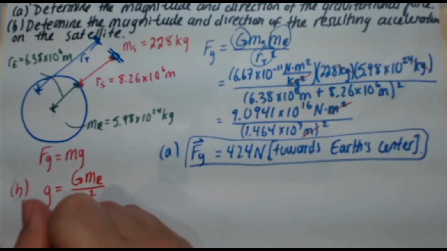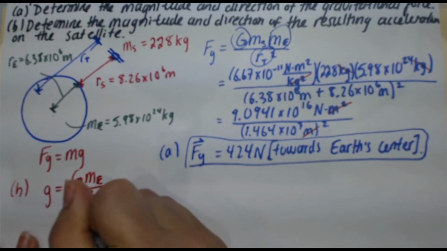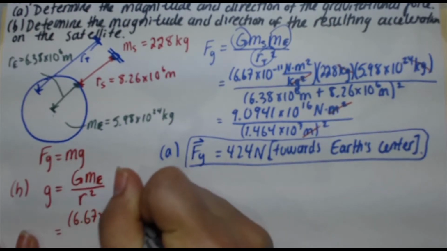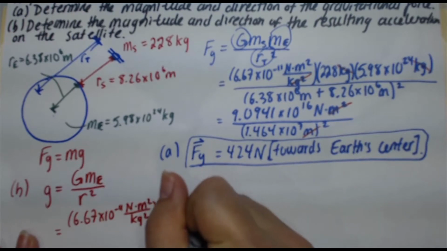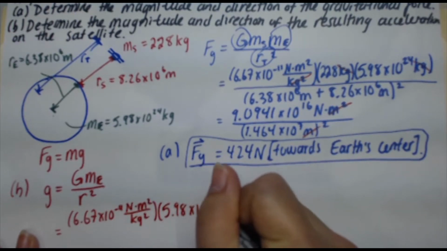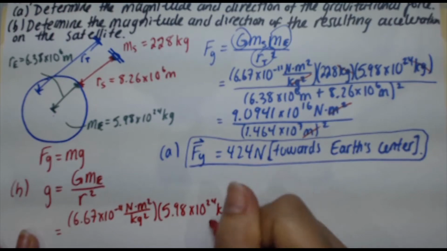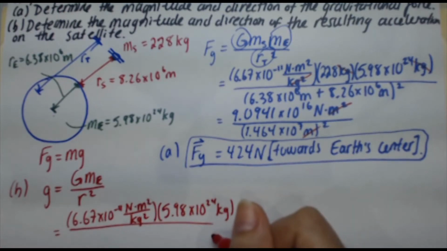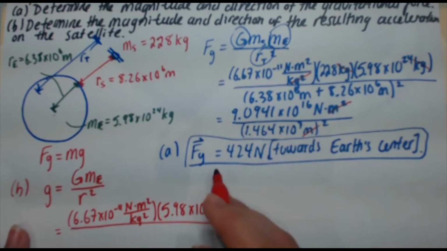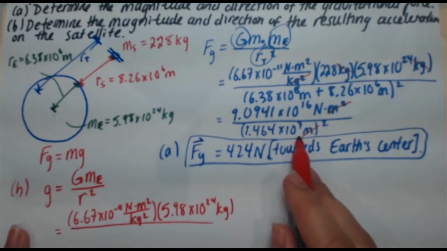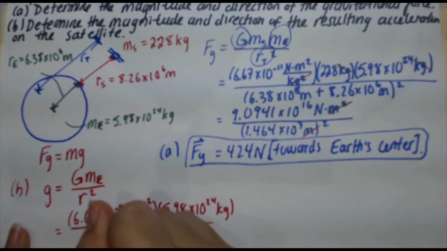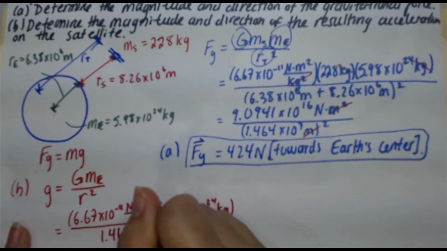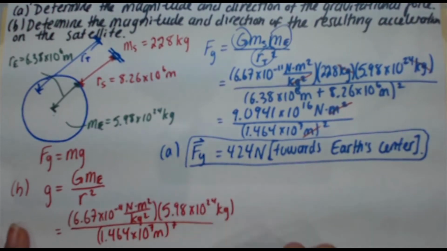Okay, so if we plug those values in, you get 6.67 times 10 to the minus 11 newton meters squared per kilogram squared, times the mass of the Earth, 5.98 times 10 to the 24 kilograms, divided by the distance squared. Okay, so the distance would be that RT value, 1.464 times 10 to the 7 meters, and that's getting squared. Just be careful with your units there.